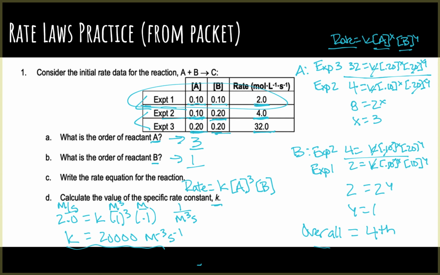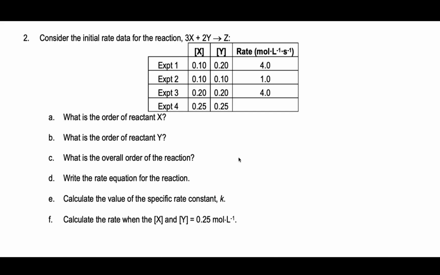The other thing they could have you solve for, and I think in the next example we'll do this, is that it'll say, now that you have the rate law, what if A was this value and B was this value? What is the new rate? If you have the rate constant and you have any values of A and B, then you can solve for a new rate.